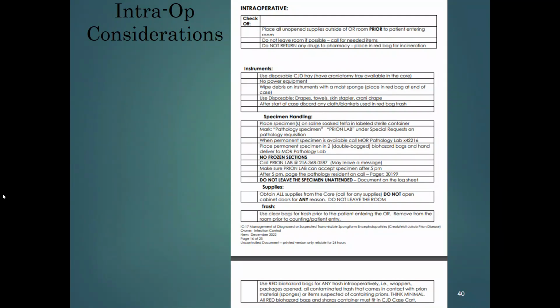You will see here the intraoperative section of the checkoff form that goes through instrumentation, specimen handling, supplies, and waste disposal guidelines. Take a moment to glance over and further review this within the policy.